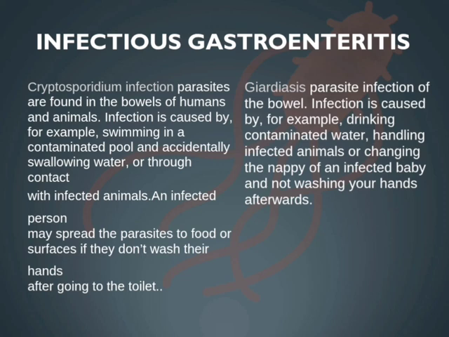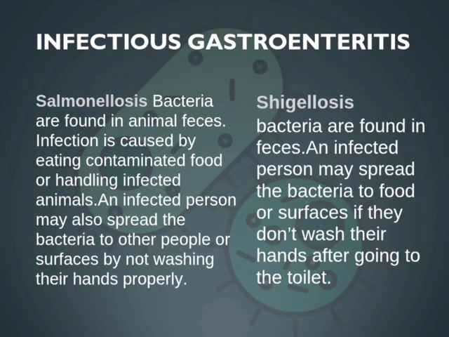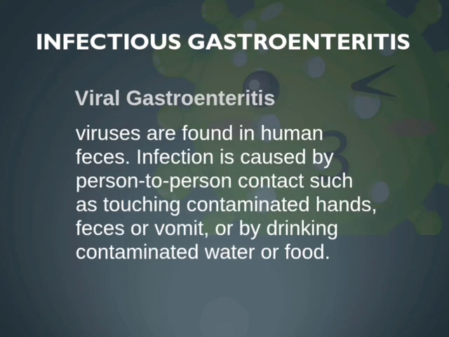Giardiasis, another parasitic infection, spreads through contaminated water or close contact with infected individuals. Salmonellosis, caused by bacteria in animal feces, spreads via contaminated food or poor hygiene. Shigellosis spreads similarly, especially through unwashed hands. Viral gastroenteritis, caused by viruses in human feces, spreads via person-to-person contact or contaminated food and water.